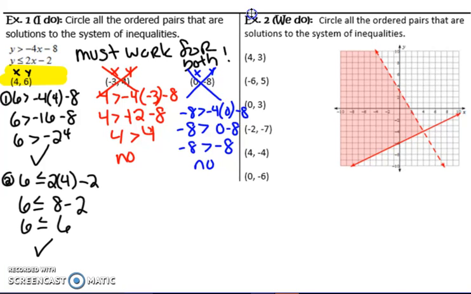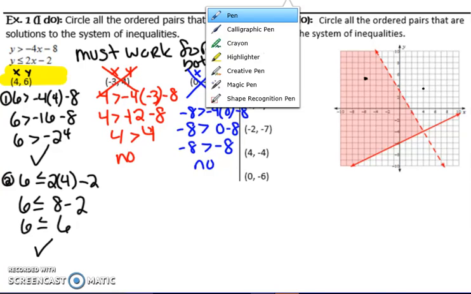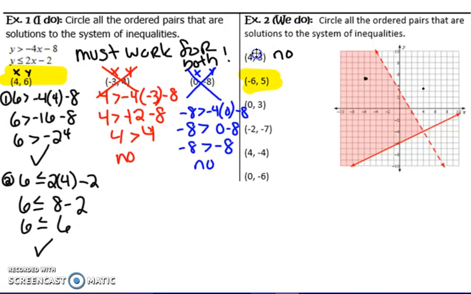If we look at example 2, again, we want to know all that are solutions. So we're going to plot some points. If I go positive 4, positive 3, that does not fall in the shaded area. So no, it is not a solution. If I go negative 6, positive 5, well, that falls in my shaded area. So that is a solution.